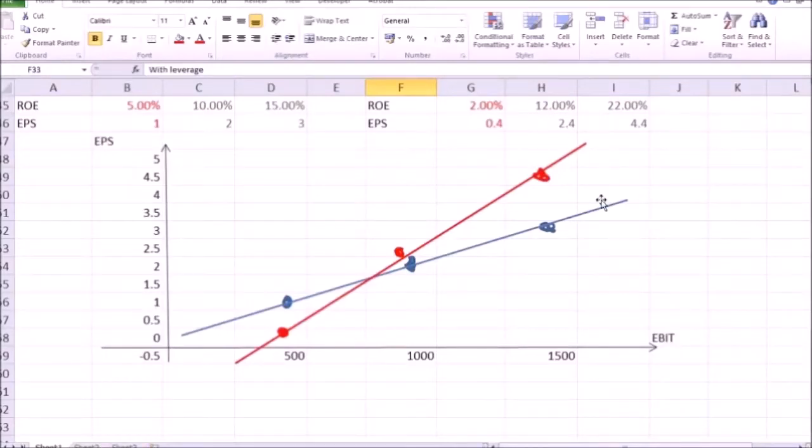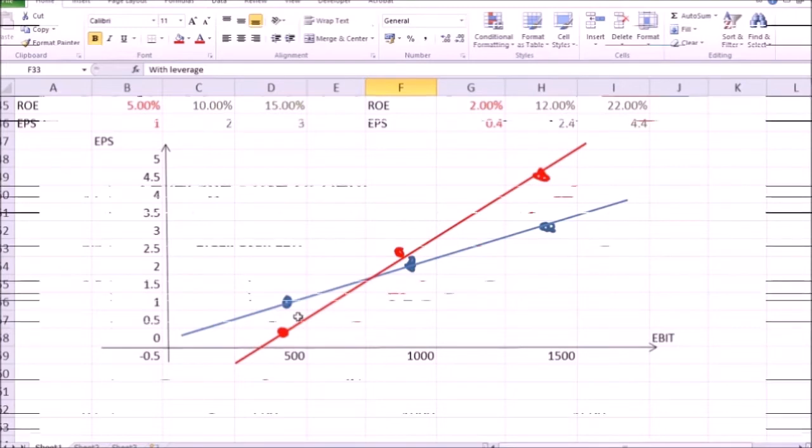On the right side of the chart, when things go well, it's actually better to have leverage in that case. But when things don't go well, actually the company with leverage is doing worse.